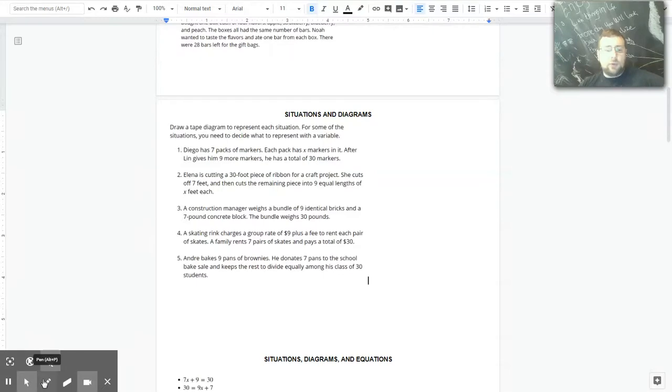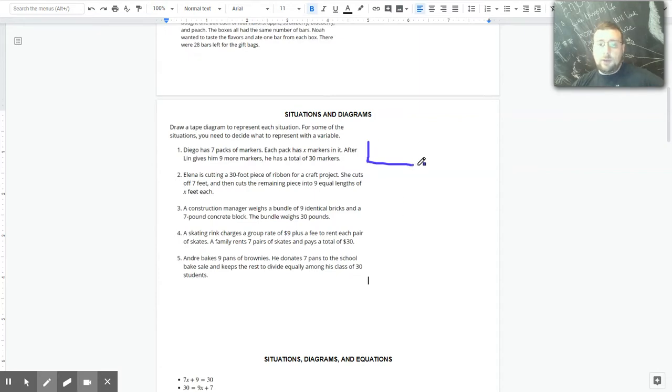So let's do some extra practice here on the same situation of trying to create pictures and then equations to solve story problems. Now, remember, you can pause before I solve each one so that you can try it yourself before you do it. So this first one, Diego has 7 packs of markers. Each pack has 7 markers in it. And then Lynn gives him 9 more markers, making it a total of 30.